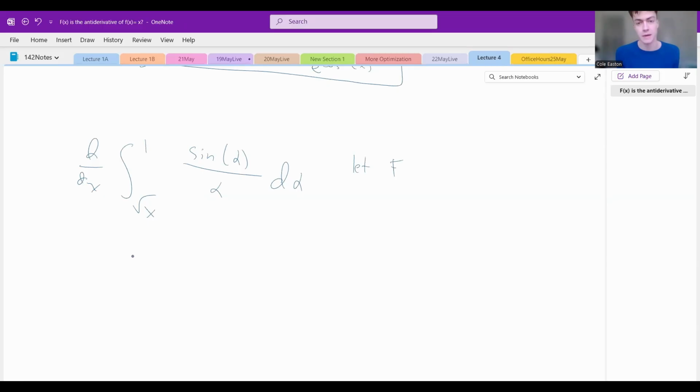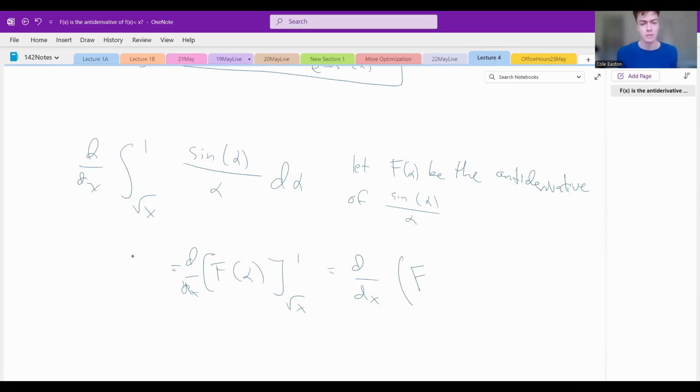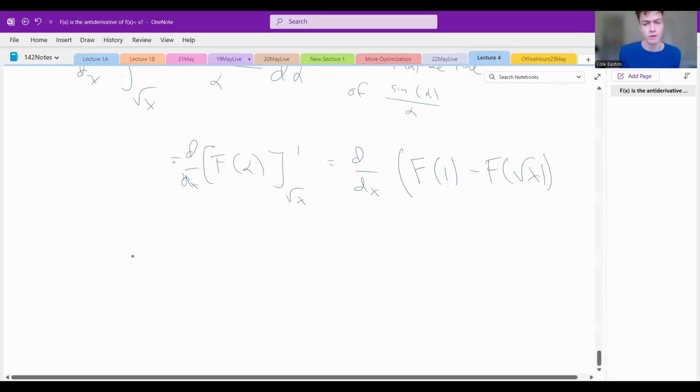So we're going to say let big F be the antiderivative of sine of alpha over alpha. So let's use alpha as an argument here. Okay, and so that just means that we're evaluating big F of alpha between alpha equals root x and 1, and we're taking the derivative with respect to x of all that. So we're going to plug in that 1 and that root x. Remember, the top thing gets plugged in first. So it's big F of 1 minus big F of root x, and that's what we're taking the derivative of.